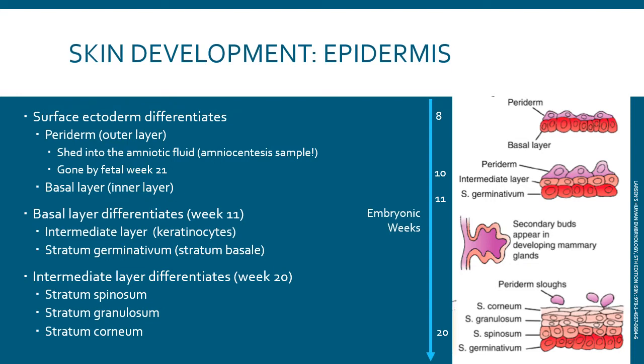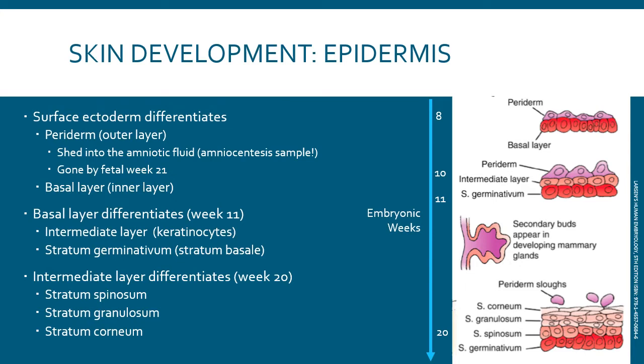Now after that, around embryonic week 11, the basal layer will further differentiate into an intermediate layer, which will be composed of keratinocytes, and then what the book is calling stratum germinativum, which is really the stratum basale that we talked about in our last lecture. From there, around week 20 of embryonic life, the intermediate layer will further differentiate into the layers that we discussed in the skin anatomy, the stratum spinosum, stratum granulosum, and stratum corneum.